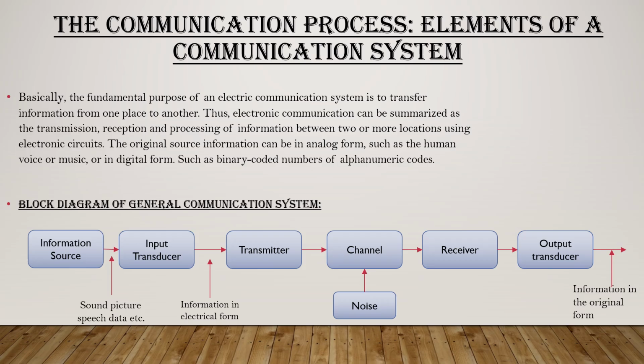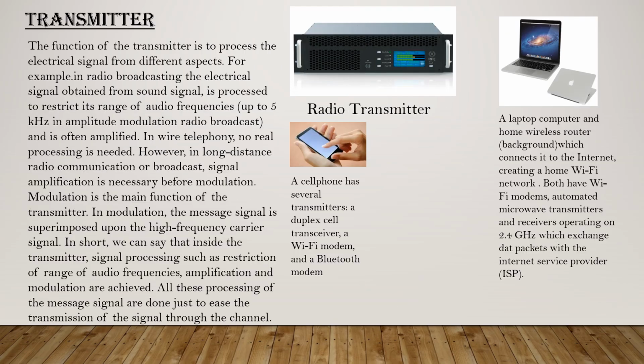Now here we can see the block diagram of general communication system, which generally consists of information source, input transducer, the transmitter, and after the transmitter, the channel with the collaboration of noise. It goes to the receiver, and finally receiver to output transducer. And this is about the block diagram of general communication system. Now we'll see the transmitter.